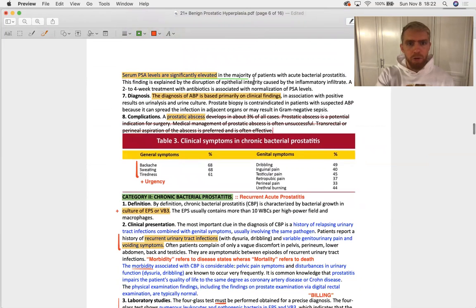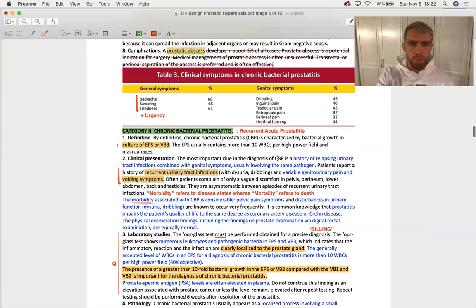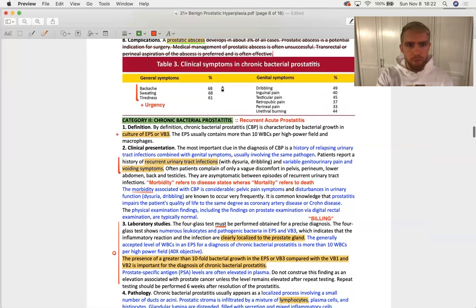Again, PSA levels are elevated to help you make the diagnosis, but this is largely based on presentation and symptoms. An abscess will develop in a minority of acute prostatitis cases, and that's just a function of neutrophil response. More symptoms here: backache, sweating, tiredness, and urinary urgency. You know what to do.